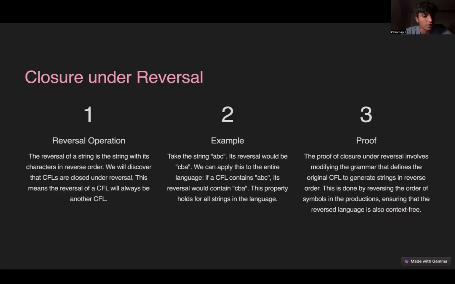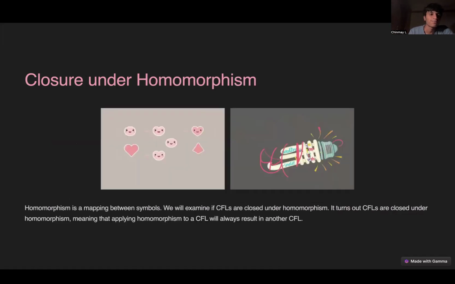Closure under reversal. The reversal operation reverses the order of a string's characters. We will discover that CFLs are closed under reversal. This means that the reversal of a CFL will always be another CFL. An example would be, take the string ABC, its reversal would be CBA. We can apply this to the entire language, and if the CFL contains ABC, the reversal would contain CBA. This property holds for all the strings of the language.